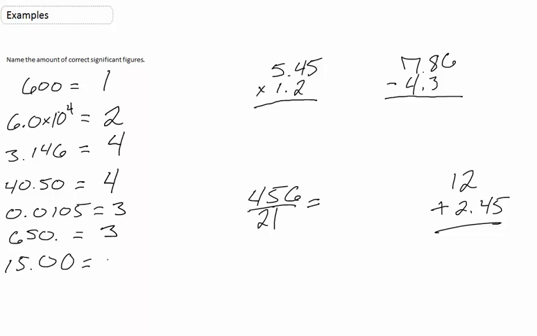And our last example is 15. We look at our non-zeros, a 1 and a 5, and then we have a decimal point and 2 trailing zeros after the decimal point. According to Rule 2, this example has 4 significant figures.